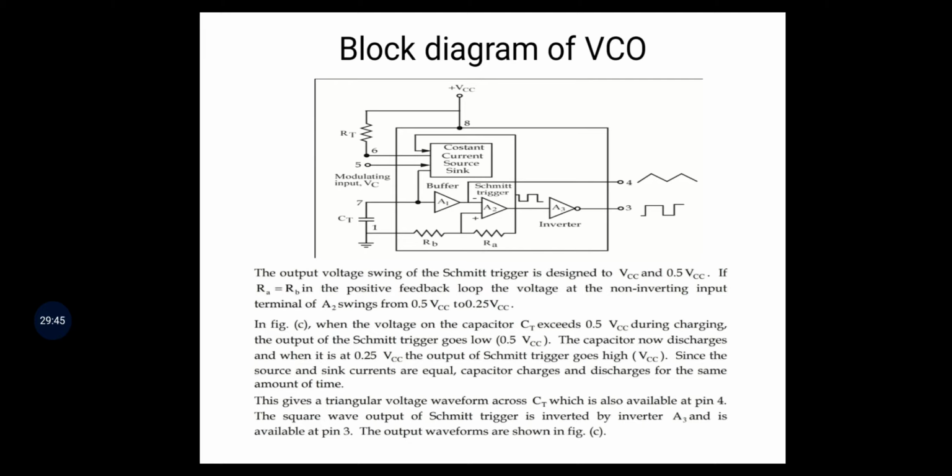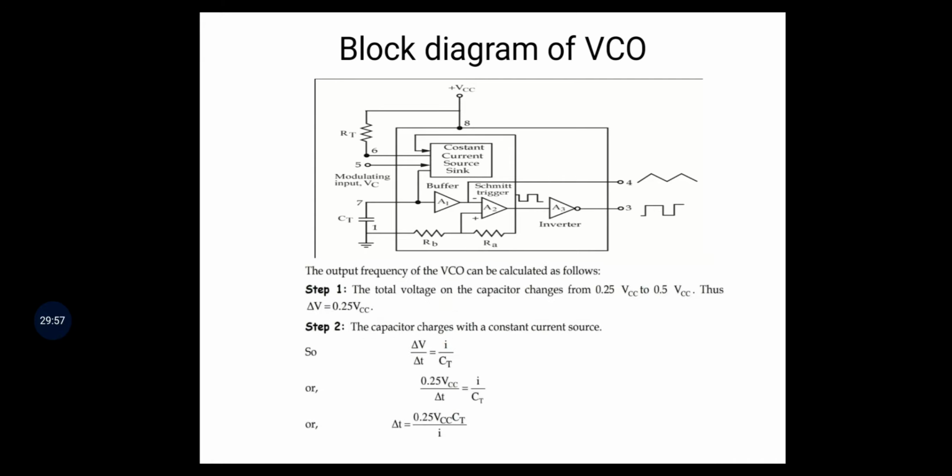The square wave output of the Schmitt trigger is inverted by the inverter A3 and is available at pin 3. Here we calculate the output frequency of the voltage controlled oscillator.